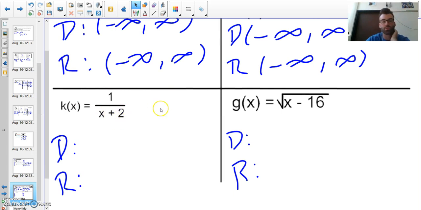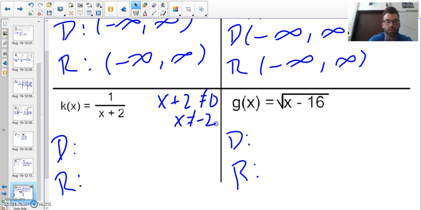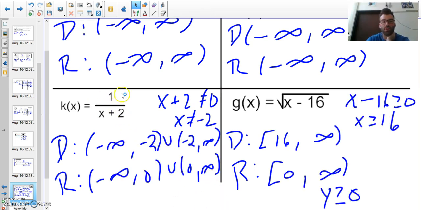So remember this one, denominator cannot equal 0, so x plus 2 cannot equal 0, so x cannot equal negative 2. All right, range, there's not a value here that's going to give me 0. So I cannot include 0 on this one. The numerator here will not equal 0. We'll talk about that later.